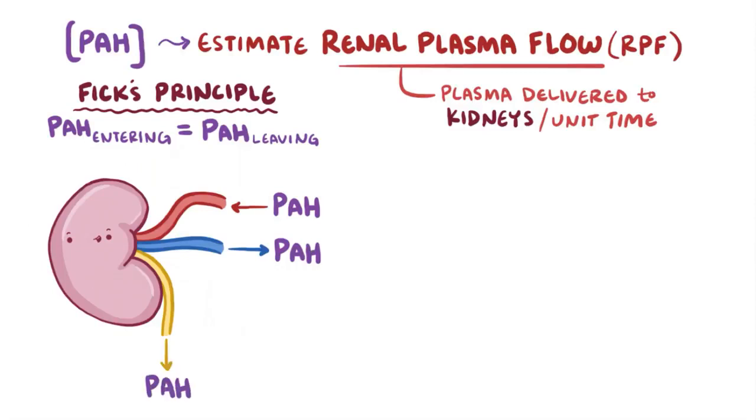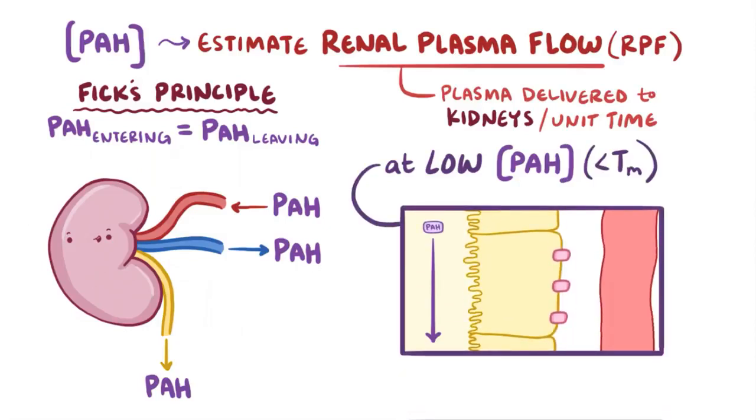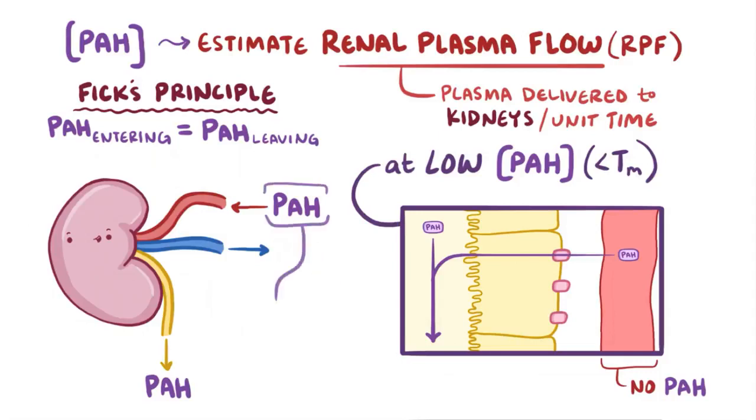What's unique about PAH is that at low PAH concentrations, below the transport maximum, some PAH gets filtered into the glomerulus, and the remainder of the PAH that bypasses the glomerulus gets secreted from the peritubular capillaries into the tubules. So in the end, all blood plasma leaving the kidneys is free from PAH. In other words, the amount of PAH in the renal vein is practically zero, and the amount of PAH entering the kidney via the renal artery equals the amount of PAH excreted in the urine.